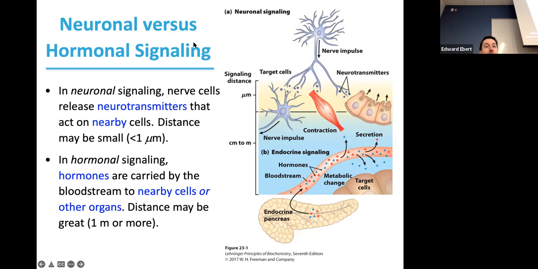Neuronal signaling is where we have neurotransmitters that we release, and they act on a nearby cell. So these are very short distances, like micron level. Even though our nerves run through our whole body, it's basically one nerve cell releasing something, talking to the next one, and the next one. So our distance is typically very small. Hormonal signaling, we're talking about 1 meter, 2 meters, maybe find somebody like Manute Bol, or the other really tall guy in the NBA right now, 7 foot something.